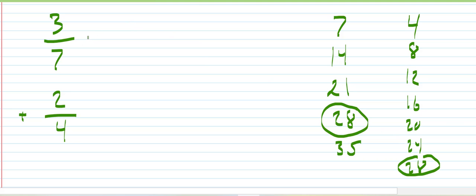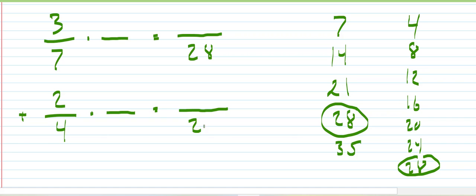So, just like we did before, we want to multiply each fraction by some other fraction so that we get the least common multiple as the new denominator. And so 7 would have to be multiplied by 4, and so the numerator is 4. 3 times 4 is 12. 7 times 4 is 28.